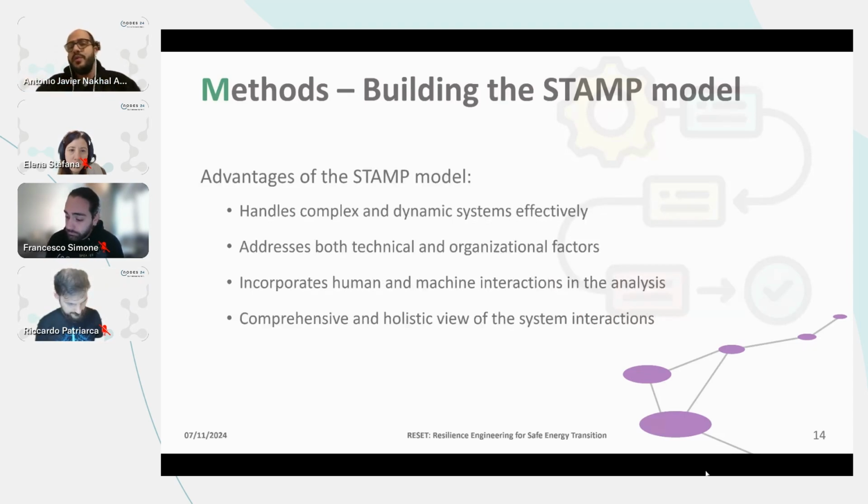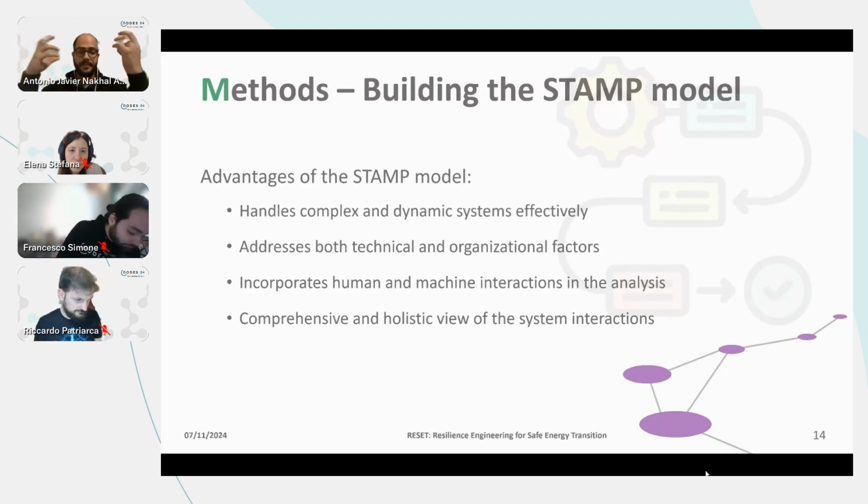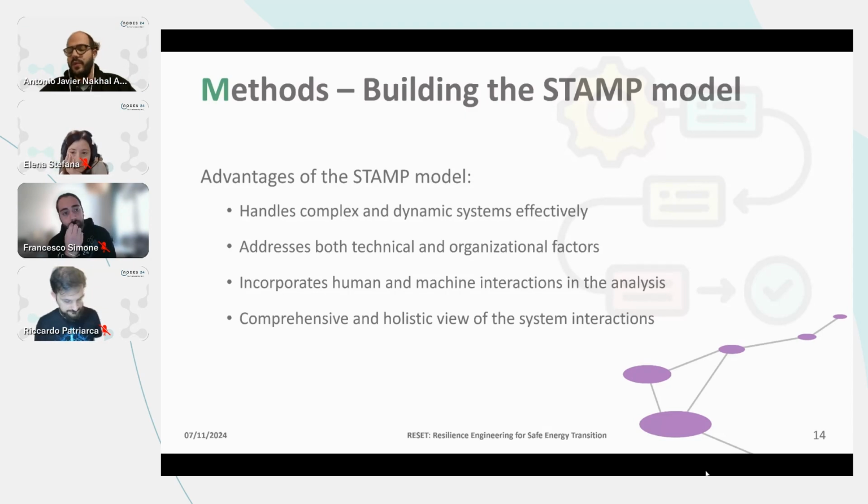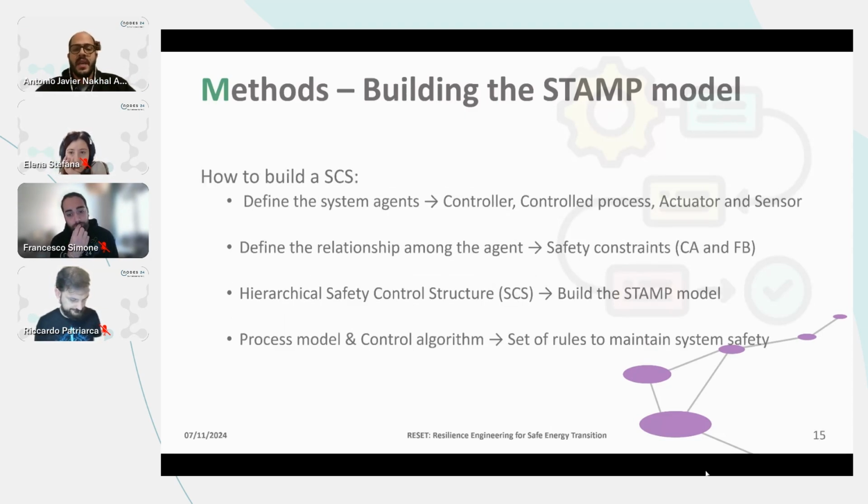Now, what are the benefits of this STAMP model? We can handle the complexity and dynamics of the system. Also, we address both technical and social factors in the system, and in that way we incorporate the human world and the machine world to see how they interact. And we can capture a holistic view of the system interactions.